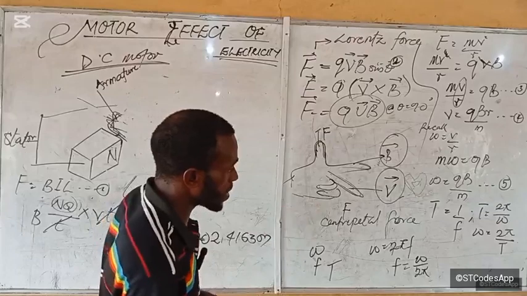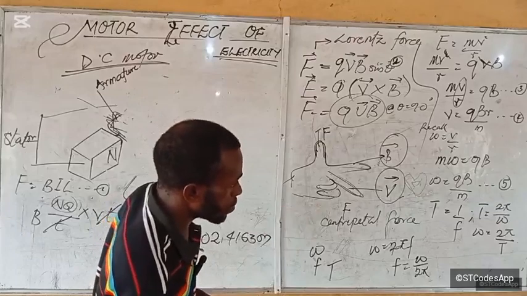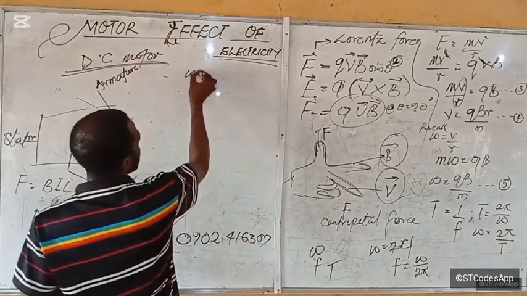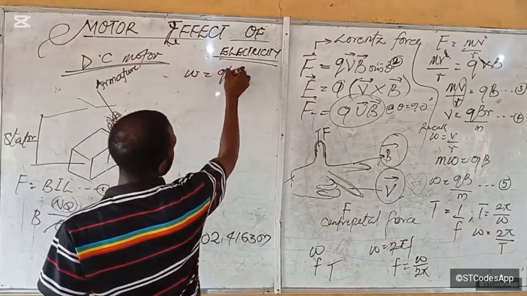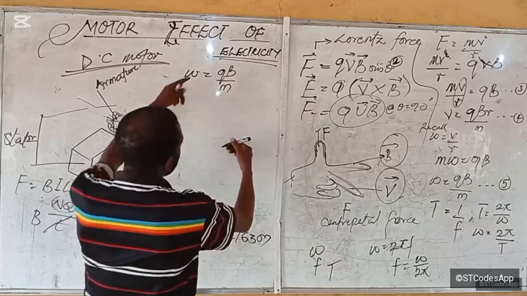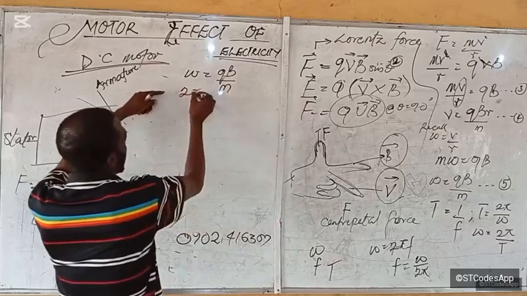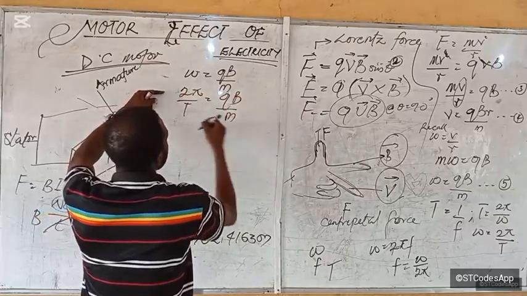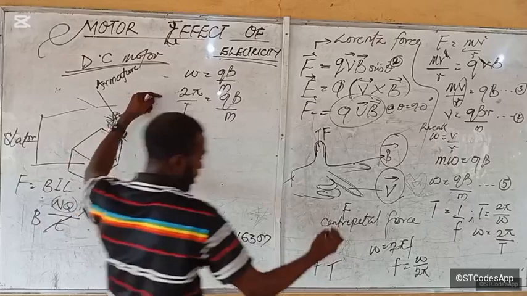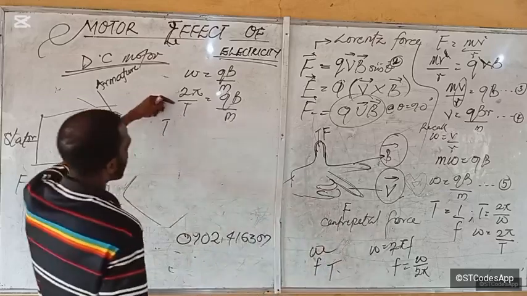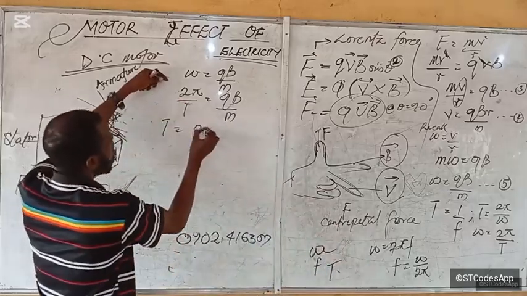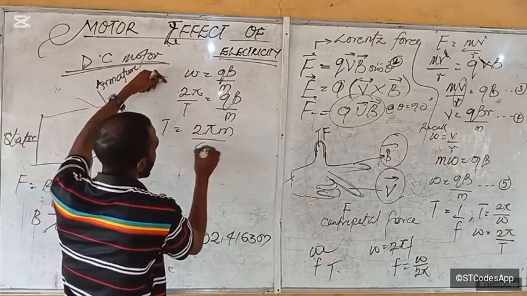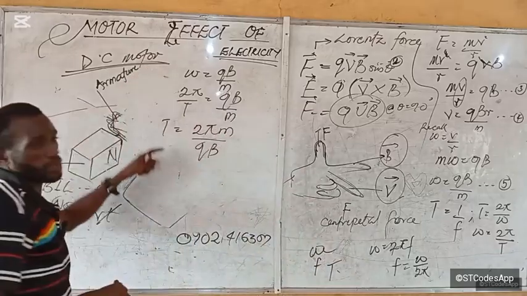So you have omega will now be equal to, recall that this is qB over m, right? And omega is 2 pi over T equal to qB over m. So what will be the period? We've got omega, we want to get the period now. Period is going to be equal to 2 pi m over qB. That's going to be the period.